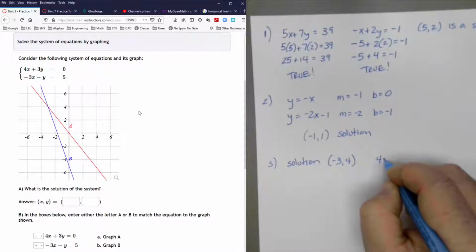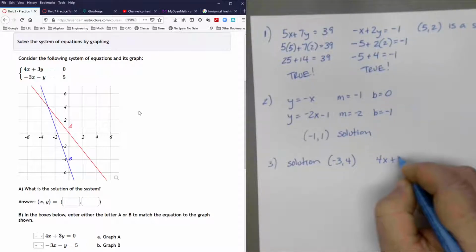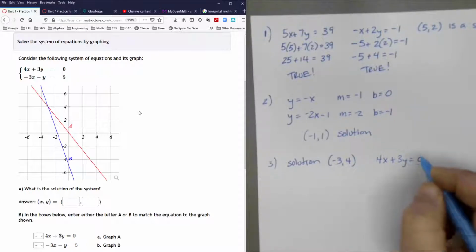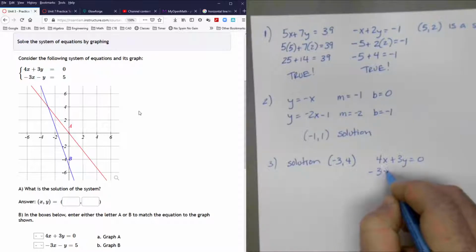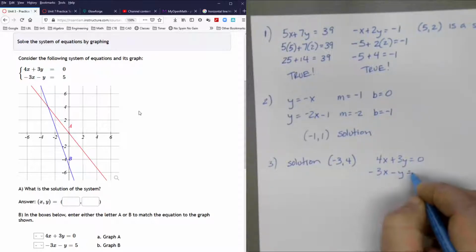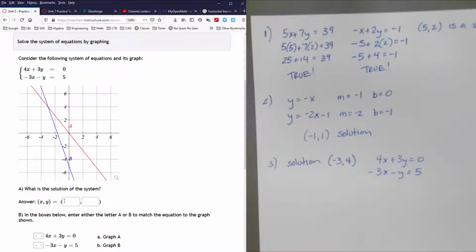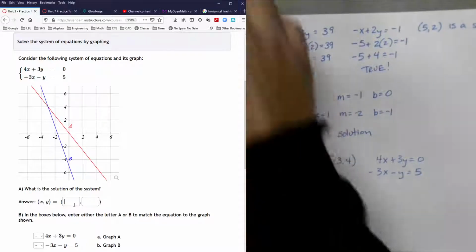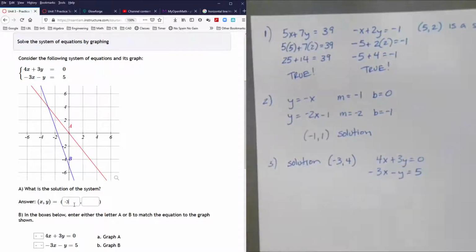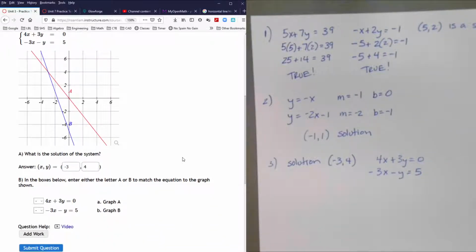And so this is for the system 4x plus 3y equals 0 and 3x minus y is equal to 5. Okay, so we can put that solution in, so (negative 3, 4). And then the last part, they ask you to match the graphs to the equations.